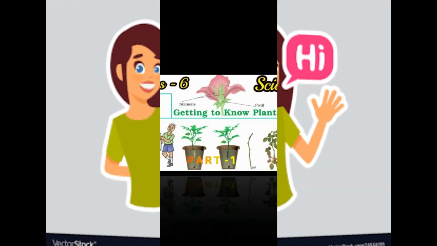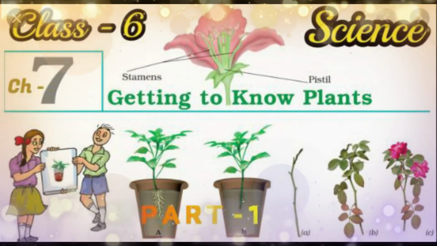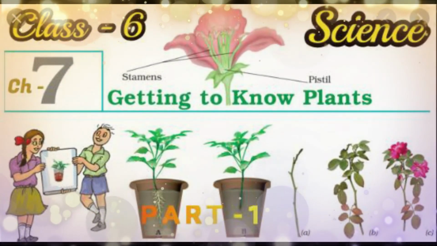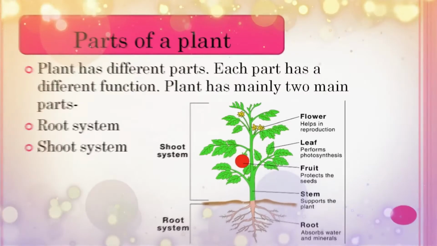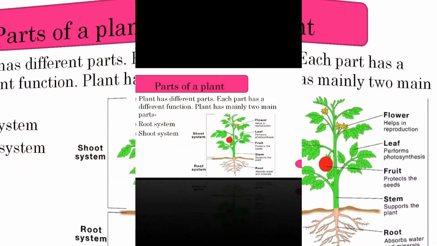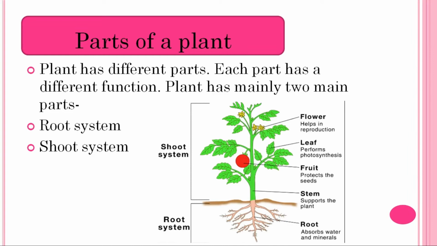In the last video, we did the categories of the plants, and today we are going to do the parts of a plant. So let's start. Plant has different parts. Each part has a different function. Plant has mainly two main parts, the root system and the shoot system.